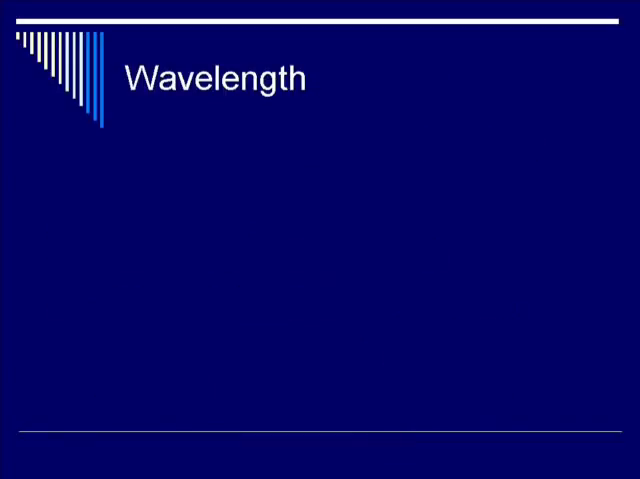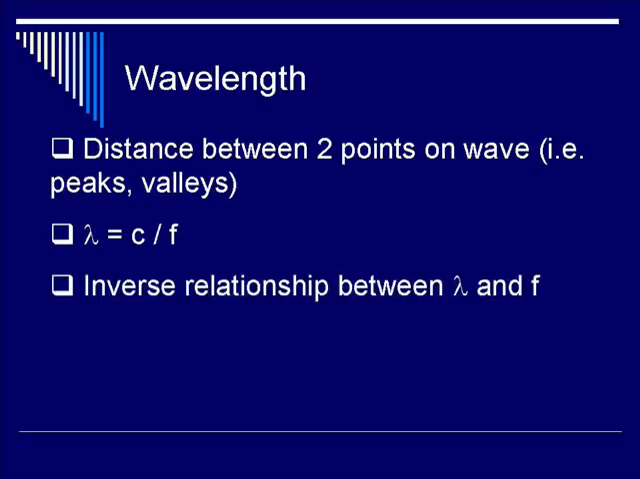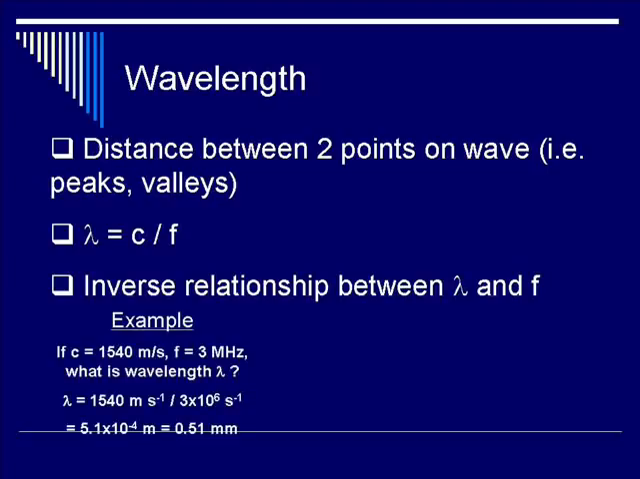Let's discuss wavelength. Wavelength is defined as the distance between 2 points in a wave. For example, the distance between two peaks or two valleys of a sound wave is defined as wavelength. The equation is lambda equals c divided by f. C is the speed of sound in the medium, and f is the frequency. There is an inverse relationship between lambda and f.